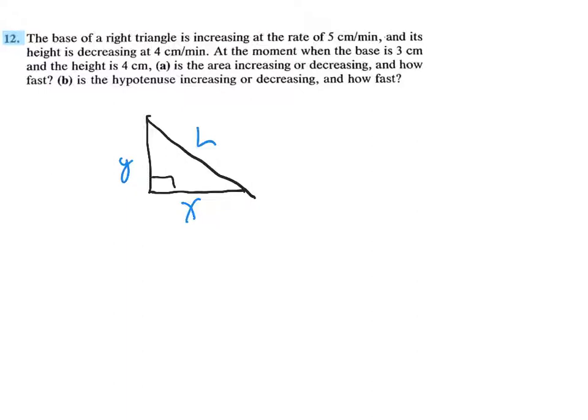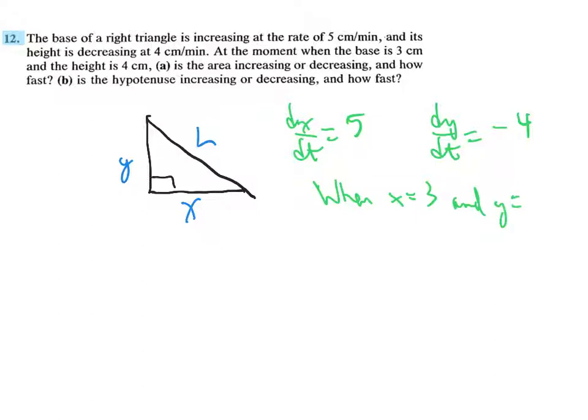We say, what do we know about these things? Well, we're given that dx/dt is 5 and dy/dt is minus 4 because it's decreasing. And then the moment that we have, the time that we have, is such that we want to know when x equals 3 and y equals 4.